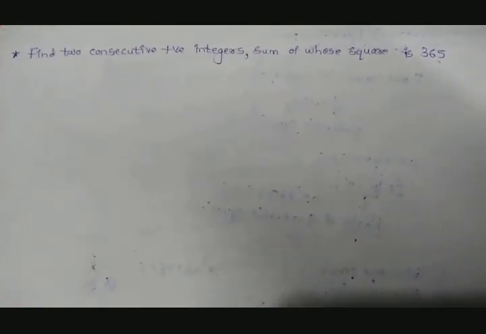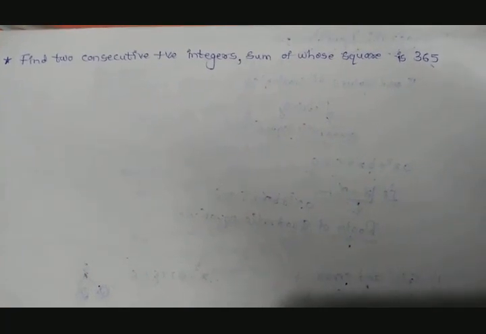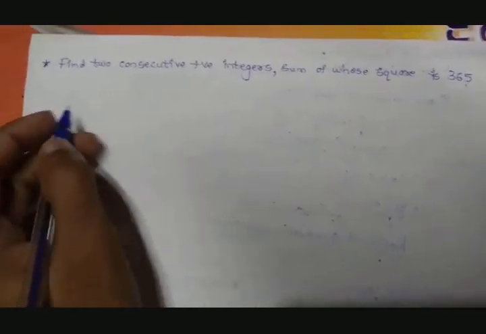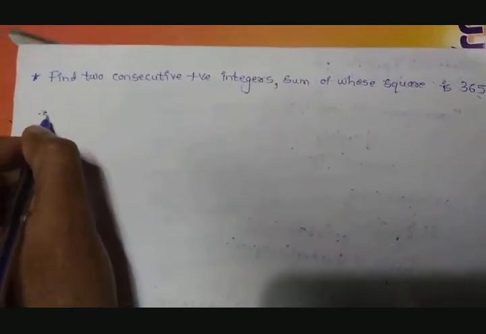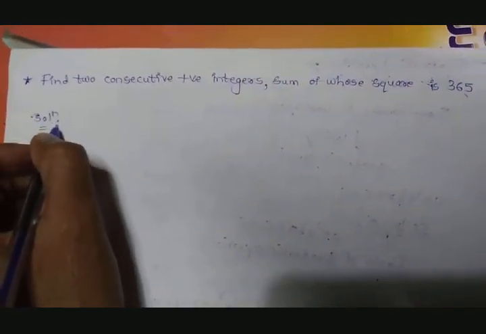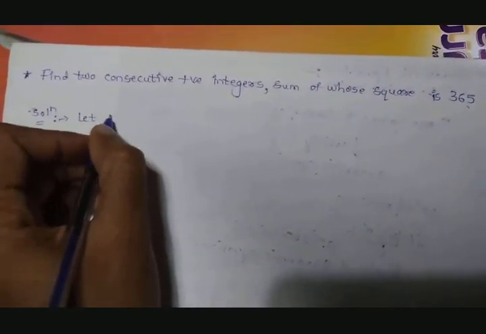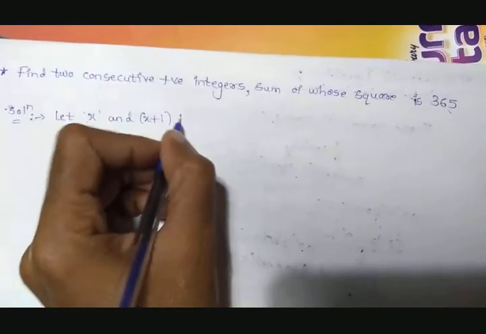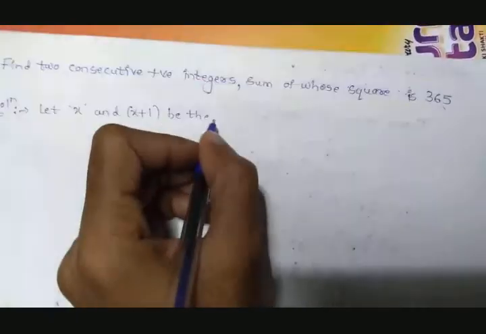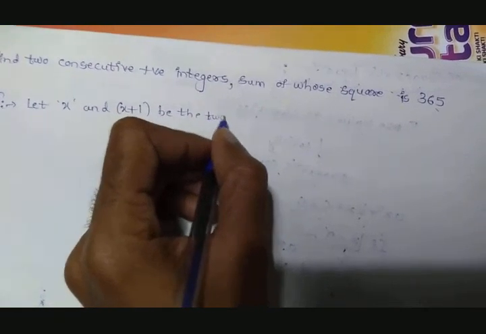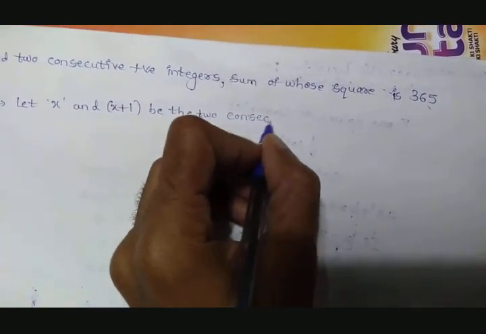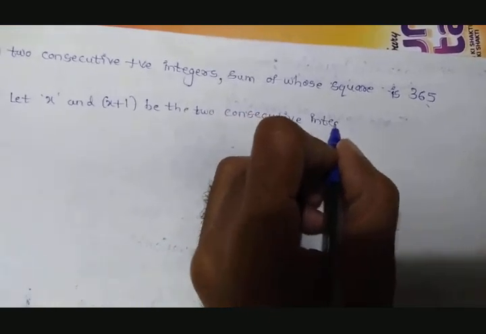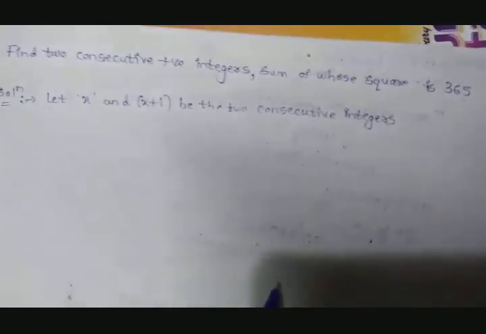So now we have to find two consecutive positive integers such that the sum of whose squares is 365. Since we don't know what those two consecutive integers are, let us assume x and x plus 1 be two consecutive integers.